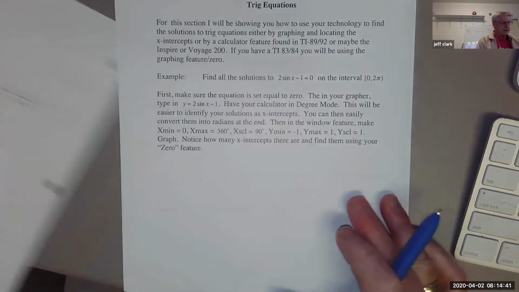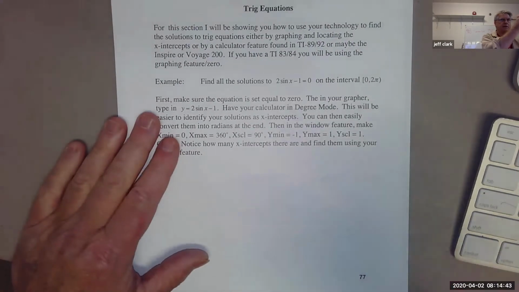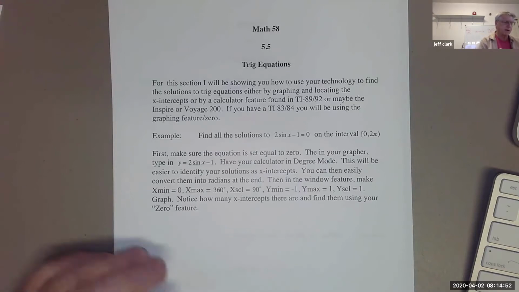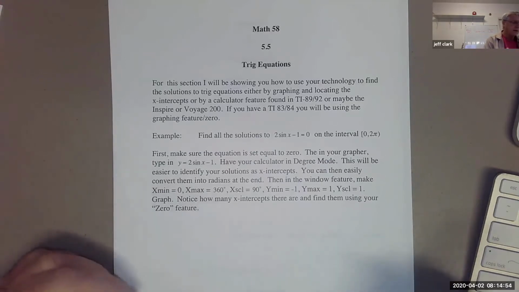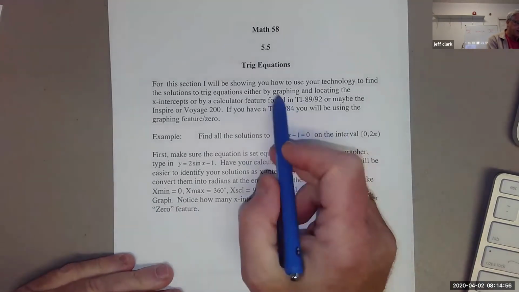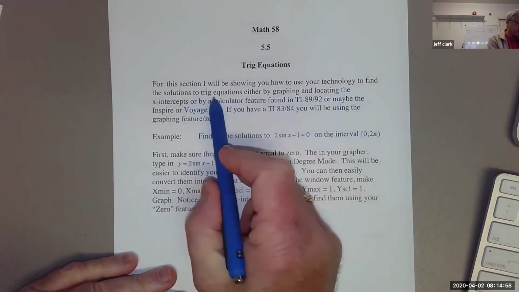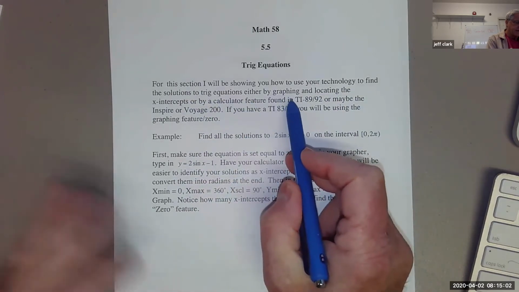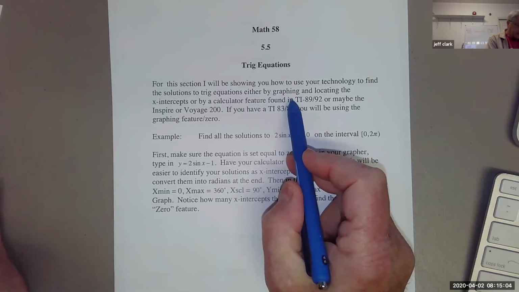Okay, next section, it's called the Trig Equations. And I did skip 5.4 because those last identities were in 5.4, but we're not covering those. This section, I'm going to be showing you how to use your technology to find the solutions to the trig equations. Okay, yeah, let's just keep going.